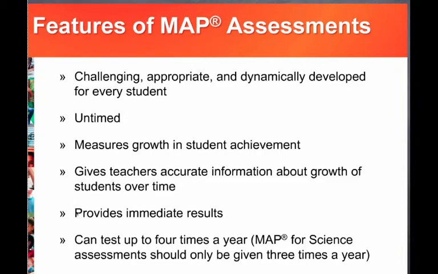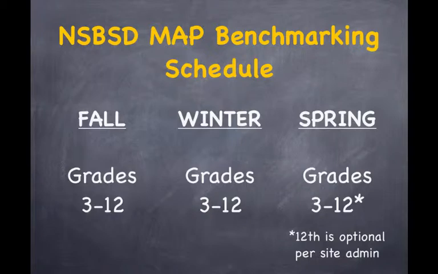Another thing that's really great about the MAP test is that it provides immediate results. You don't have to wait 3 weeks for results the way you do for SBAs. The score is given at the very end of the test, so immediate. This says here that you can test up to 4 times a year, but our district does not do that. We only test 3 times a year, which you can see here on our assessment schedule.